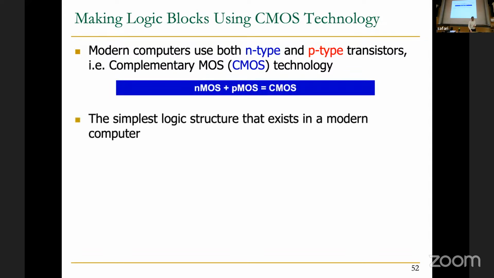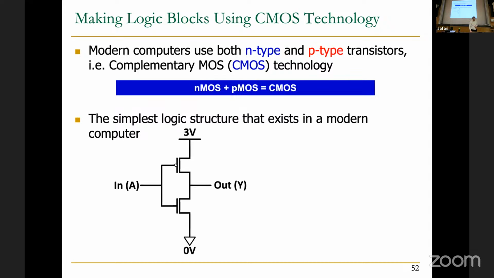Let's take a look at the simplest logic structure that exists in a modern computer. It looks like this. Maybe I'll ask you, what does this do? I kind of already gave you a side channel in the earlier slides. Anybody? So what did we do over here? We have a PMOS transistor up here at the top, connected to high voltage, 3 volts. This is also called a power rail. The bottom of the transistor is connected to the output, and the gate is connected to the input, which we call A.